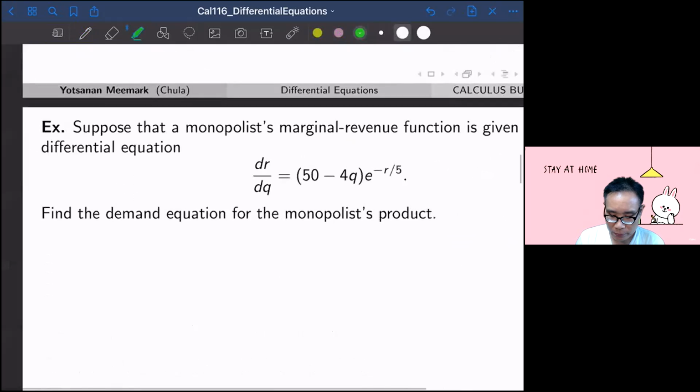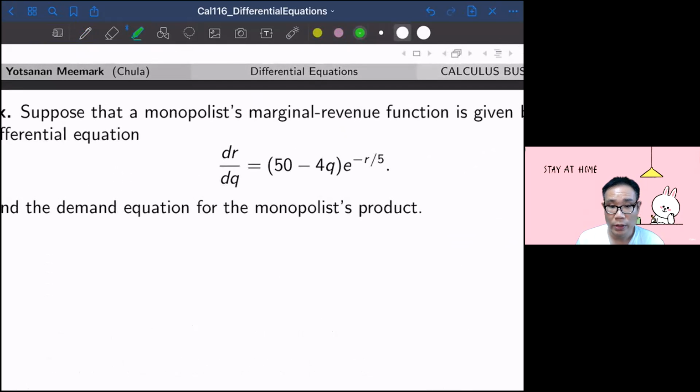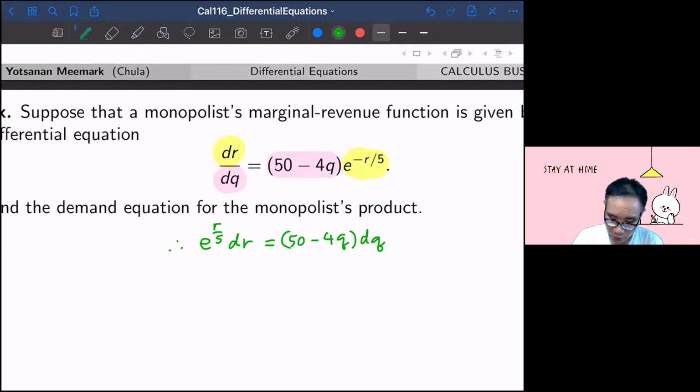The next one, you have dr/dq equal to this term, okay, equal to (50 minus 4q) e to the negative r over 5. So you see that this one is separable. So you have the yellow part and you have the pink part, okay? And this can be written as e to the r over 5 dr equal to (50 minus 4q) dq. And you're going to integrate both sides.